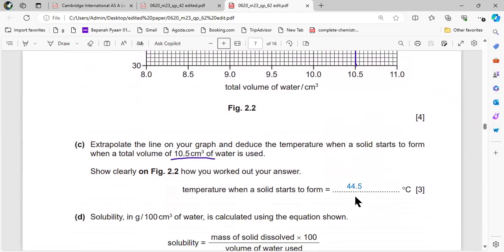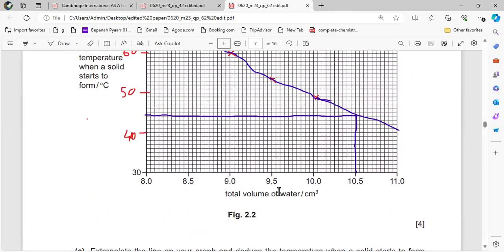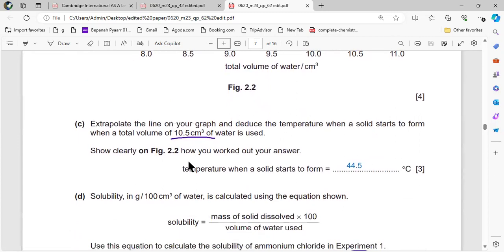Now, extrapolate the line on your graph and deduce the temperature when a solid starts to form when a total volume of 10.5 centimeter cube of water is used. Now here I have to find 10.5 centimeter cube, which is on the x-axis. So from there I will plot a straight line touching the curve, and from there I will plot a horizontal line towards the y-axis, and here somewhere I get my answer, which is 44.5 degrees Celsius.